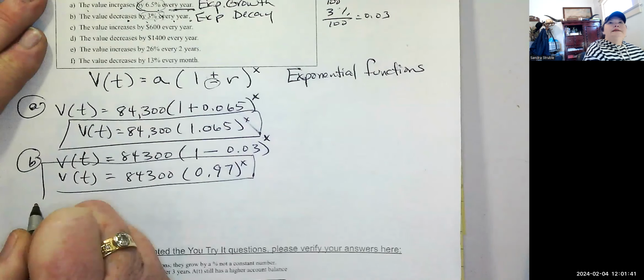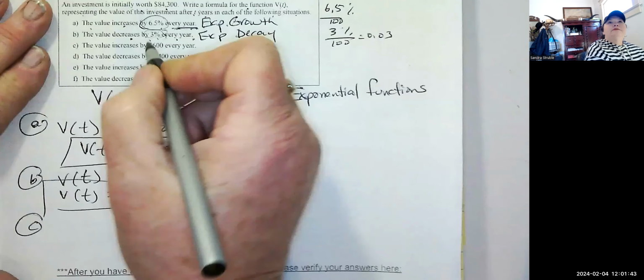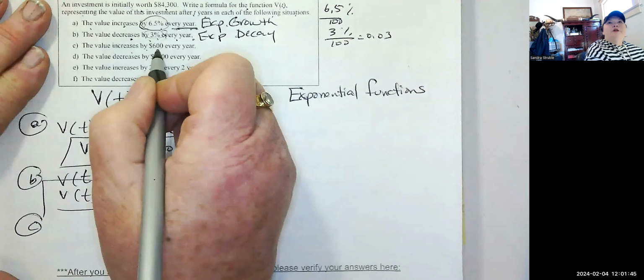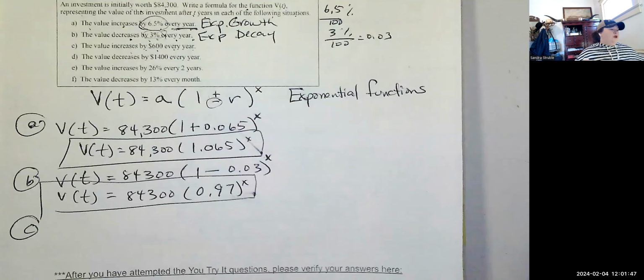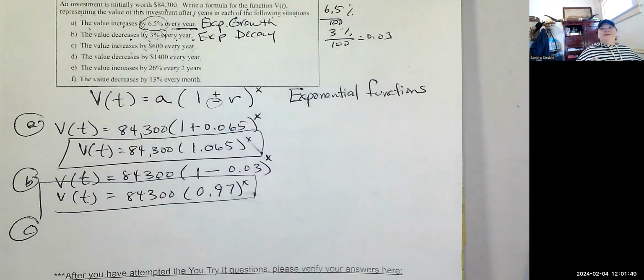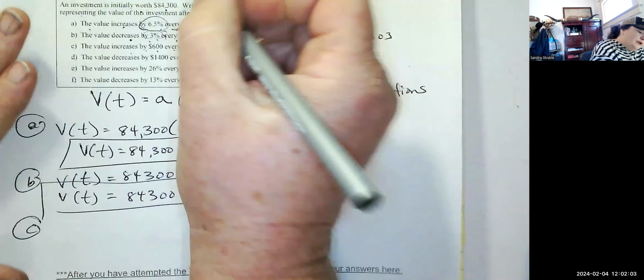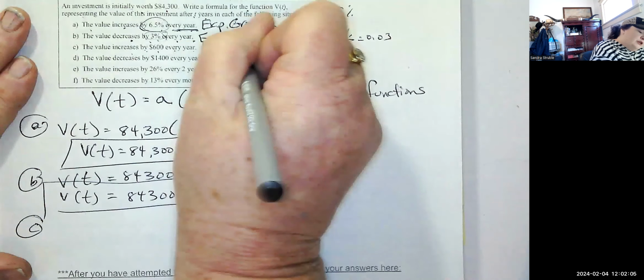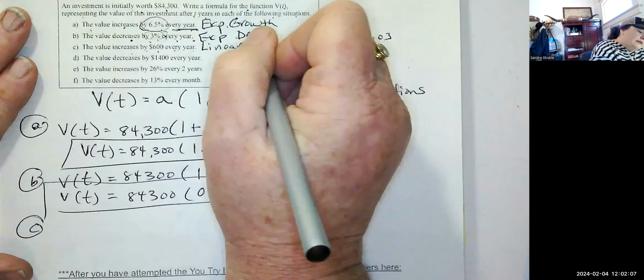All right, let's look at C. The value increases by $600 every year. Hold up, no percentages there. That's a specific, that's an actual amount. It is increasing every year. That's not exponential growth. That's linear because it's increasing by a specific amount every year. So this is linear. We're going to have to use our linear functions. And it's increasing.